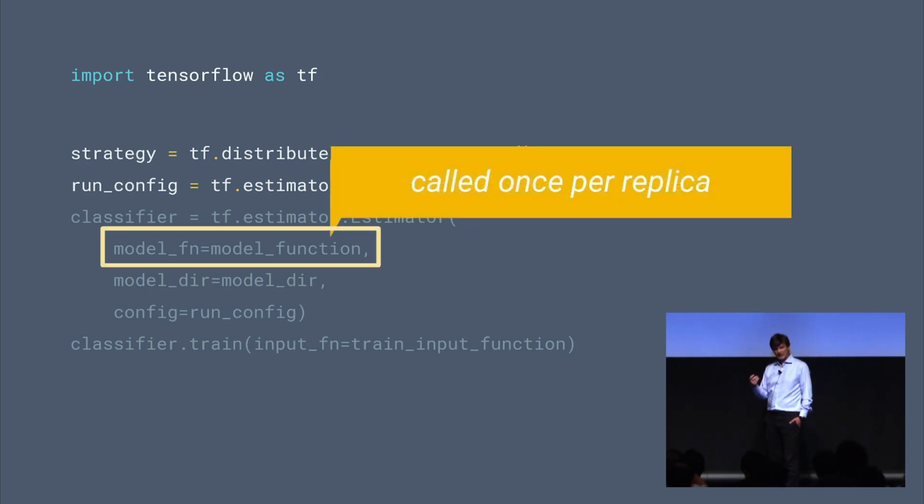Once that happens, the run config with a strategy will make sure that the model function is created once per replica, and replica in this case refers to the GPU. So you're going to have copies of the model on each GPU, as well as of the variables inside of the model, and you will perform the all-reduced synchronous training across the multiple GPUs.